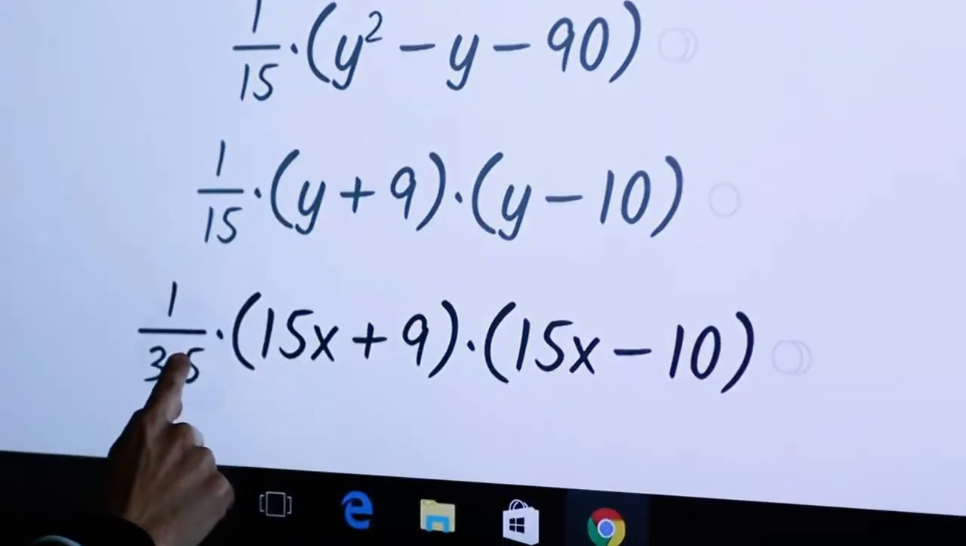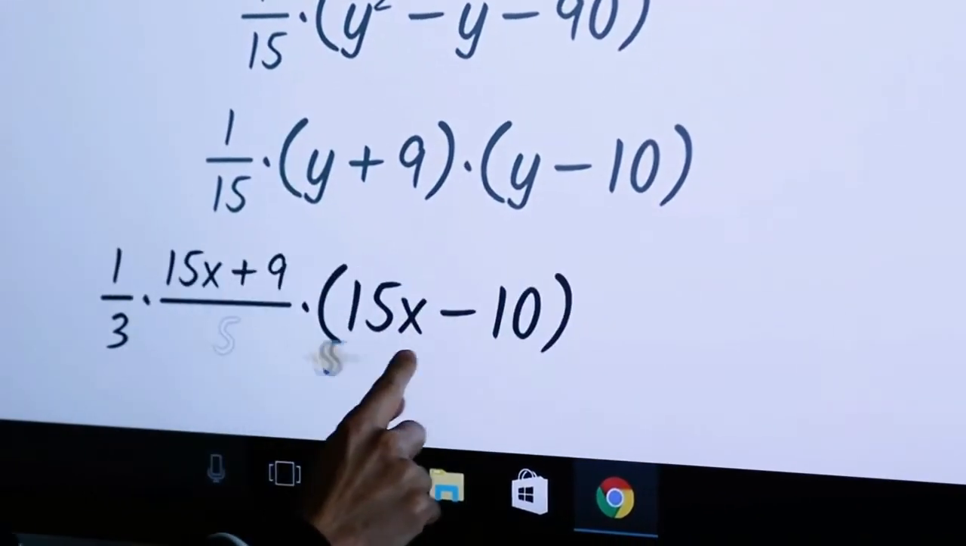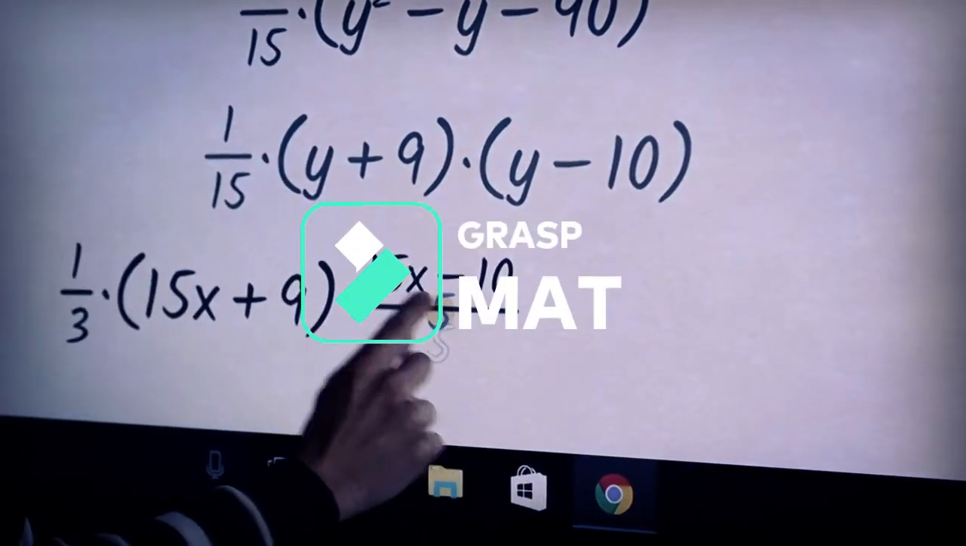In this pilot episode, we introduce an amazing tool for learning algebra called Graspable Math.